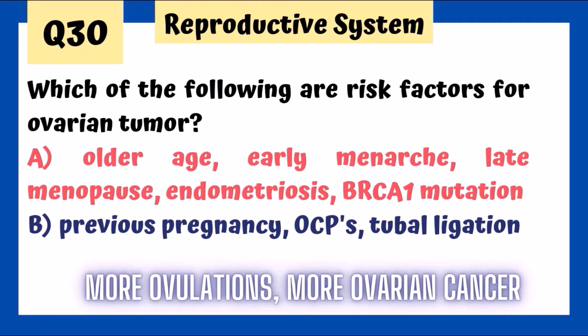So let's see, who's going to have more ovulations? A woman who's older, she's already had more ovulations in her life. Early menarche, she started having ovulations when she was younger. Late menopause, she continued having ovulations into her later years. So again, more ovulations, more ovarian cancer. That's why a lady who's pregnant, or a lady who nurses, or a lady who takes contraceptives, all these things over here in choice B, they lead to reduced ovarian cancer because she has less ovulations.